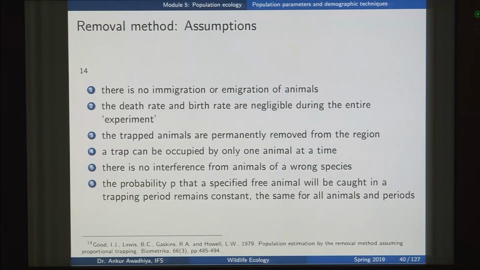So even if you are capturing these animals, even if you are not killing these animals, you should not release them back into the environment. A trap can be occupied by only one animal at a time. There is no interference from animals of a wrong species. So essentially if you are removing rats from a system, it should not happen that you are also capturing mice together. The probability p that a specified free animal will be caught in a trapping period remains constant, the same for all animals in all periods. So these are the assumptions.